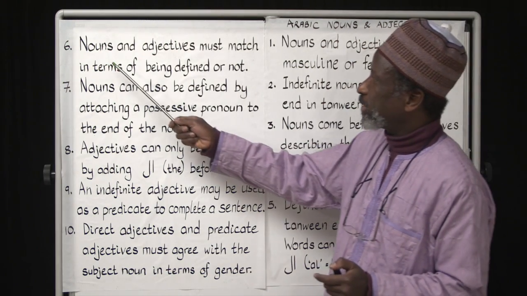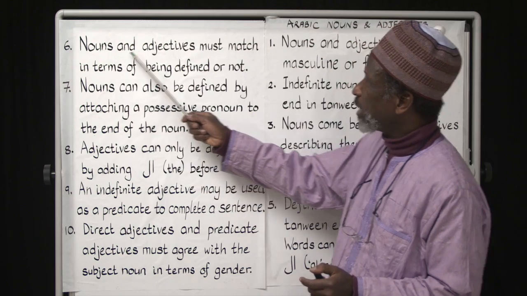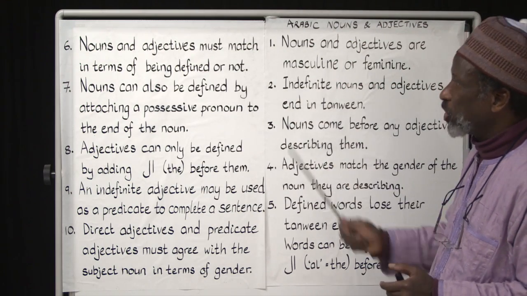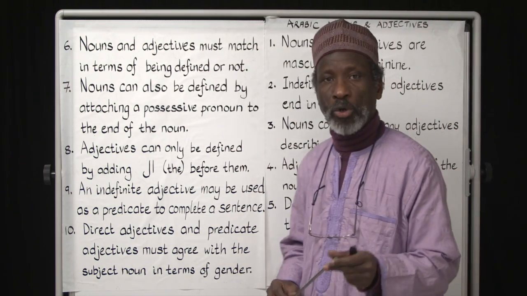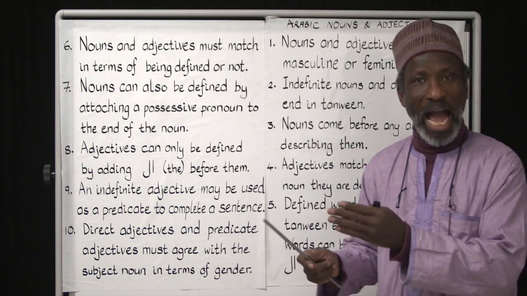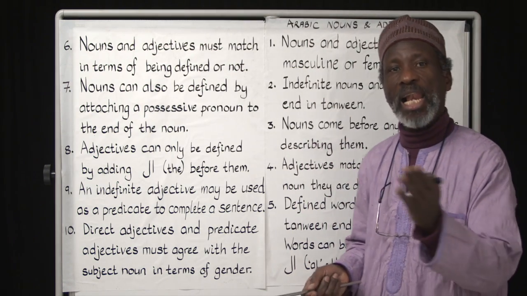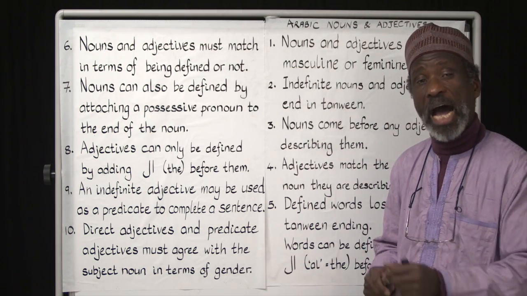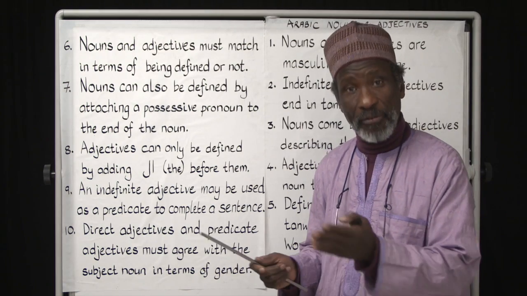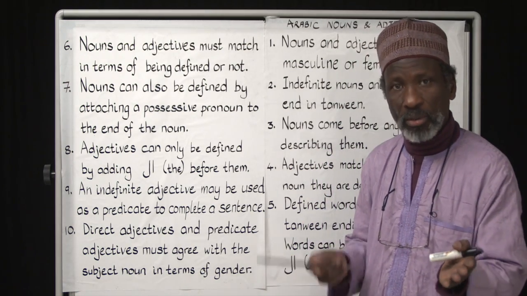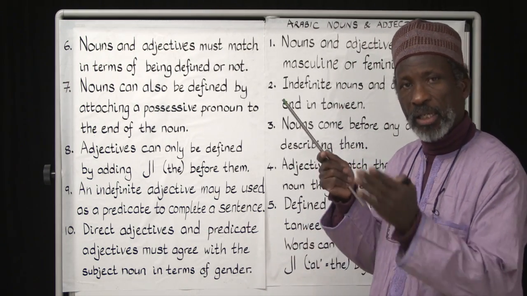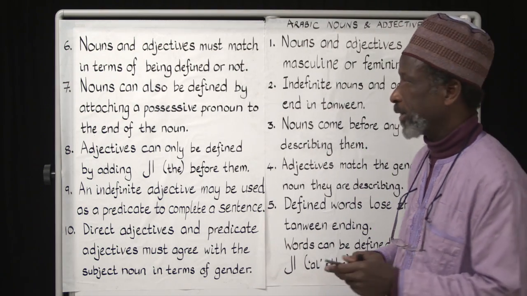Rule number six, nouns and adjectives must match in terms of being defined or not. When you say al-hasubu, you need to say al-jadidu. But if you say hasubun, indefinite, you say jadidun. They need to match in terms of defined or not defined.